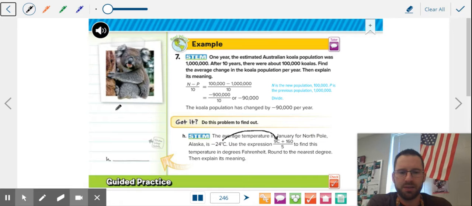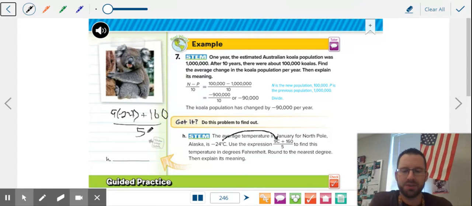So we have 9 times negative 24, plus 160 over 5. Okay, order of operations tells me I have to do multiplication before I do addition. I have to get this whole numerator together before I do any sort of division.